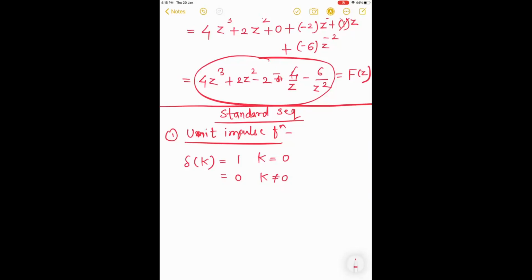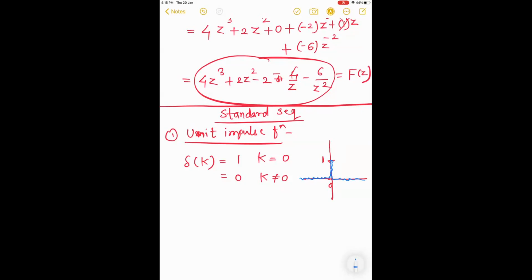If you draw this as a signal, this will be the 0th position, k equal to 0. There is an impulse of unit length, so somewhere here, this is your 1. And the rest of the part, the left side of 0 and the right side of 0, you will get all 0 values. So there is an immediate jump, and then again the function is 0 on the right-hand side. That is why it is called a unit impulse function.